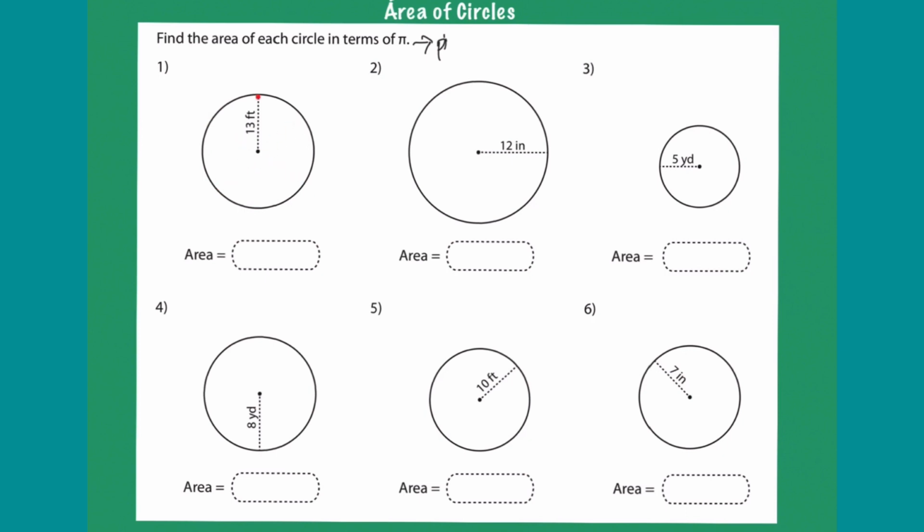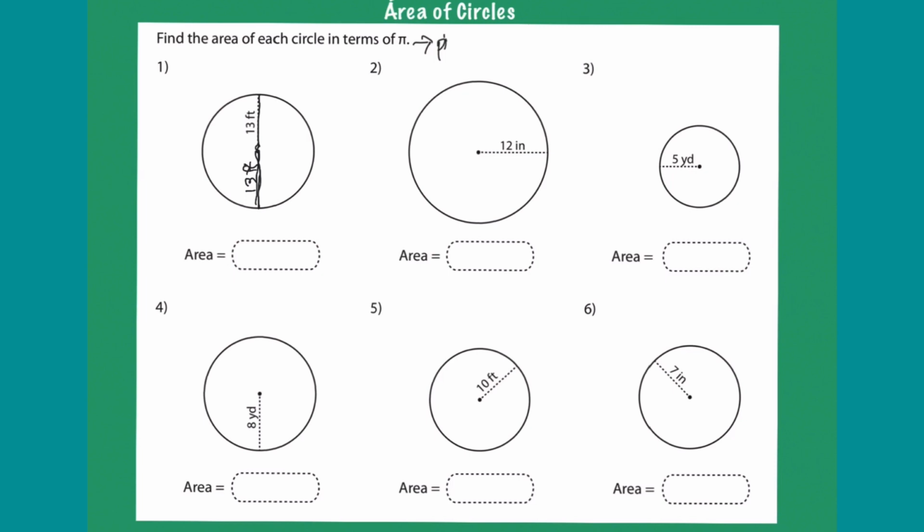And what is this? One thing you should know is that this particular thing here is the radius, which is 13 feet. And if I bring it down here, this would also be the radius. So it'll be 13 and 13. So two radiuses make a diameter. All right? So how do you find the area of each circle in terms of pi?